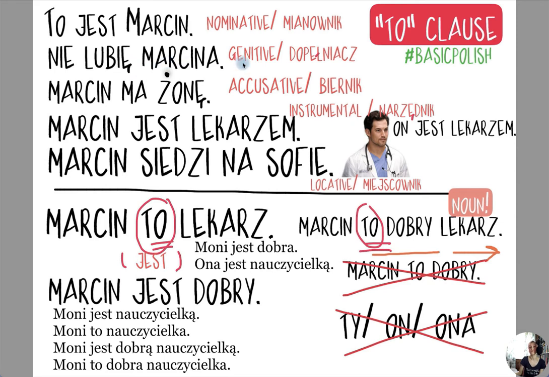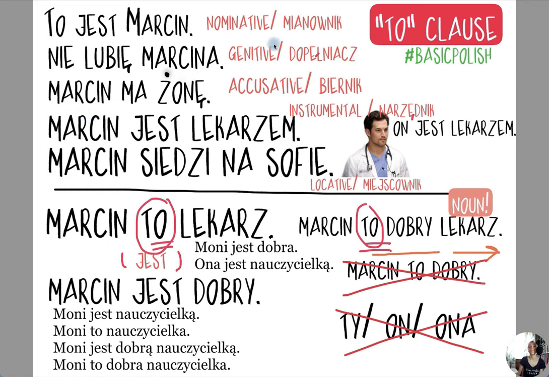So now, if you want to say that you don't like Marcin, because you negate, you would have to use the genitive case. Dopełniacz. Nie lubię, I don't like, now negation, Marcina. And we would add an a at the very end, simply because this is what happens with the animate masculine nouns, in genitive as well as in accusative. We add an additional a to those nouns. There is a separate lesson on that, so you can watch it if you forgot.